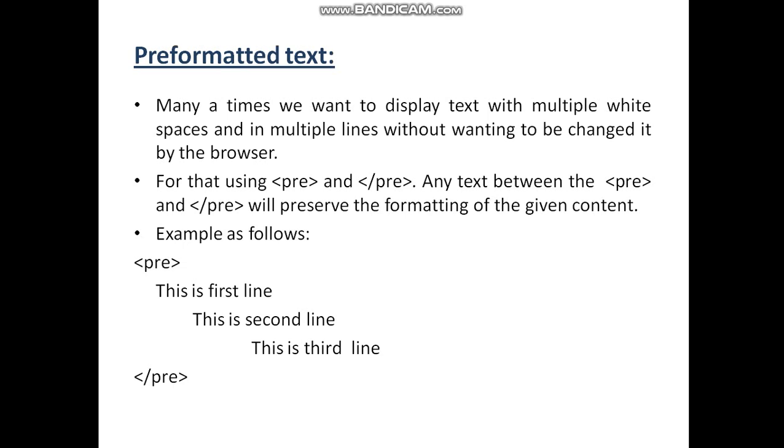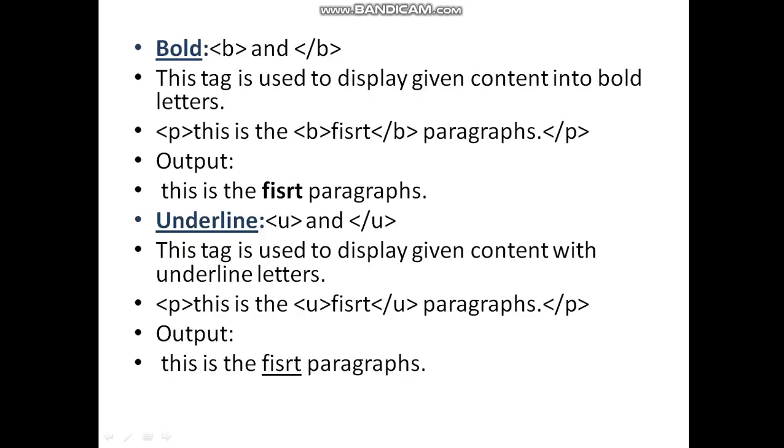Next tag is the pre-formatted text. Many times we want to display text with multiple white spaces in multiple lines without it being changed by the browser. For that, we use a pre and end of pre tag. If you want this type of text, this is the first line, then enter and then space, this is the second line and this is the third line. So if we want the same format, then we use a pre tag. The pre tag preserves the formatting of the given content. Example, pre tag, same and end of pre tag.